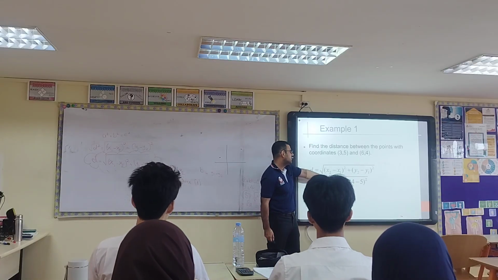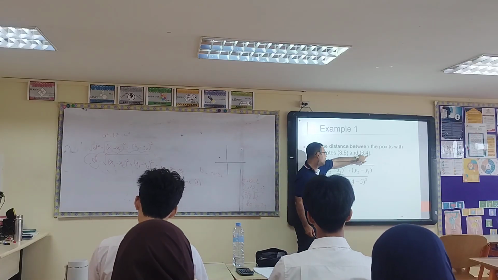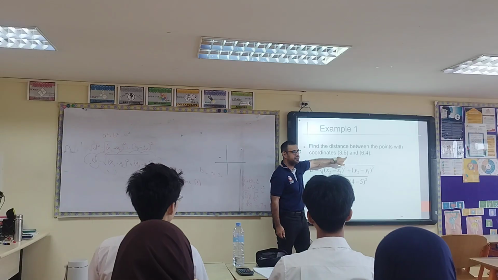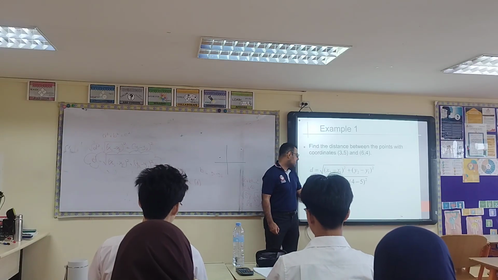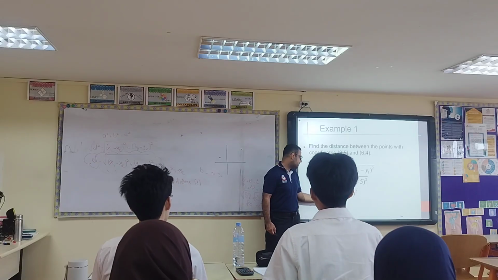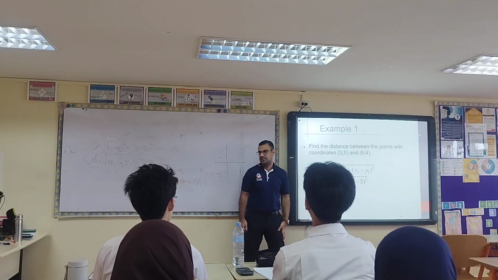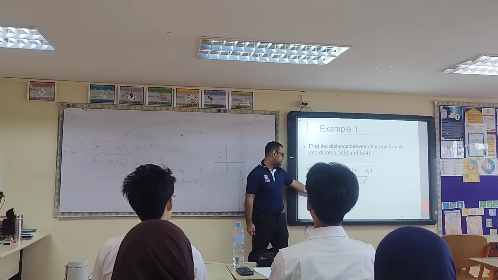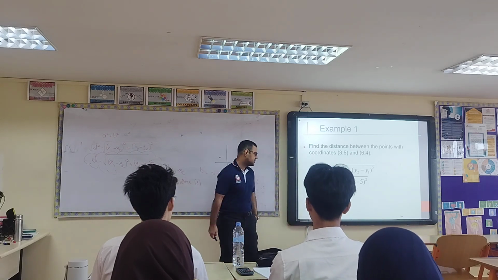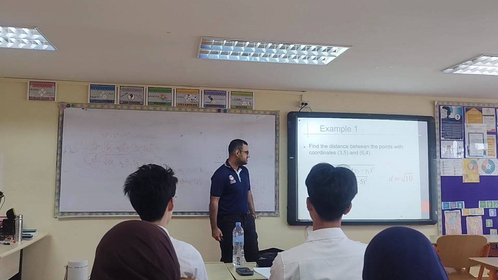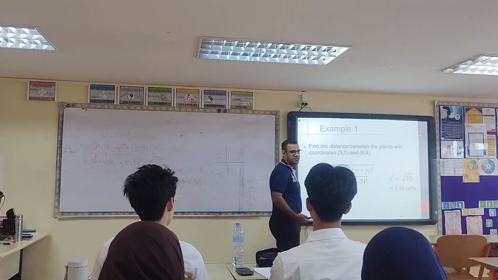6 minus 3. For the y's, 5 minus 4, or 4 minus 5, is the same. Squared. So I'm going to have 3 squared, which is 9, and negative 1 squared, which is 1. 9 plus 1 is root 10. Root 10 is about 3.1.